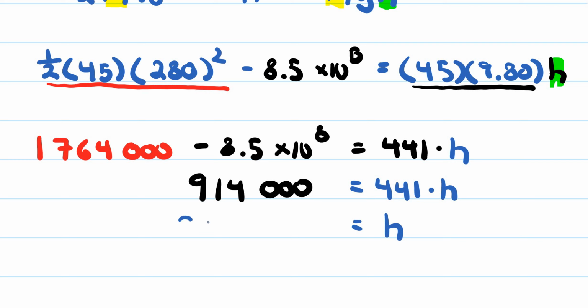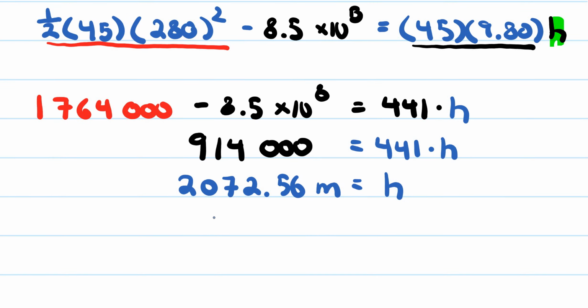And if we do that, I get 2072.56 meters. And if I just round it up to a nice and clean number, I get 2,100 meters, which is my maximum height. Okay, so that concludes this homework video guide.